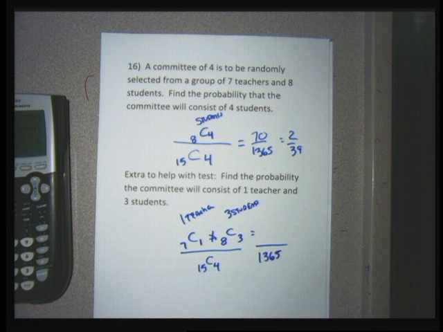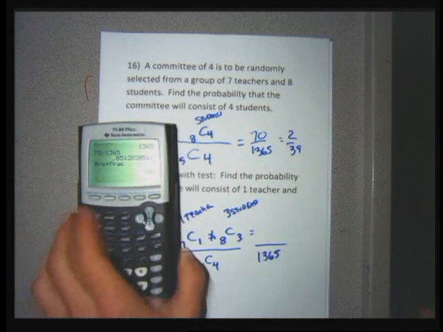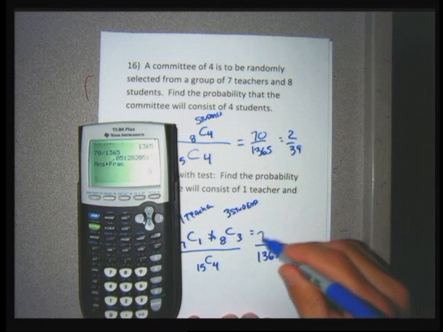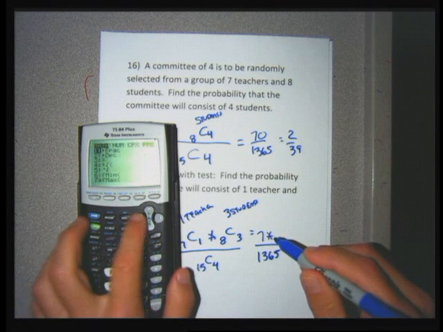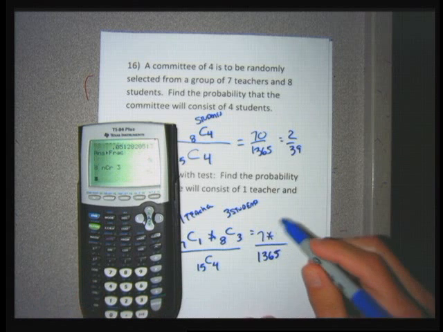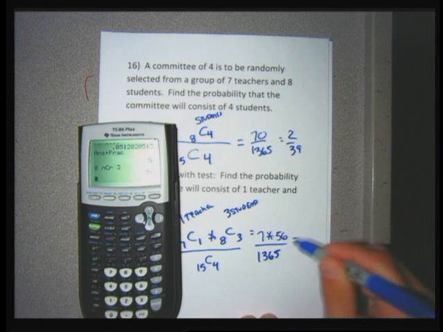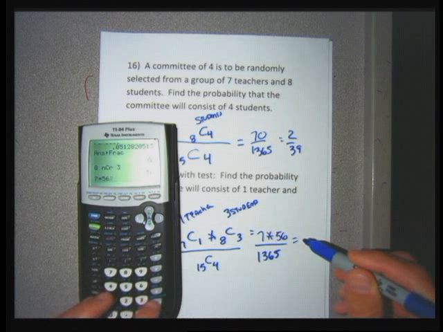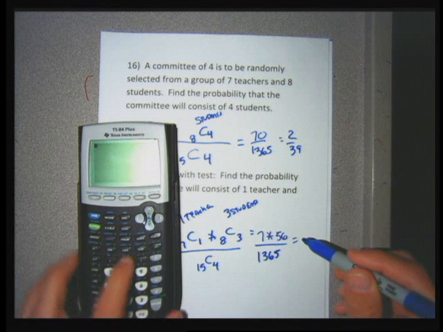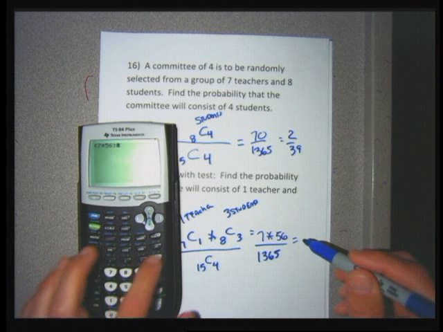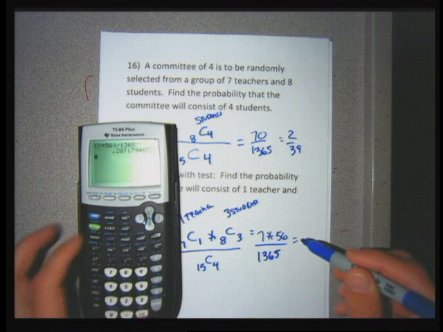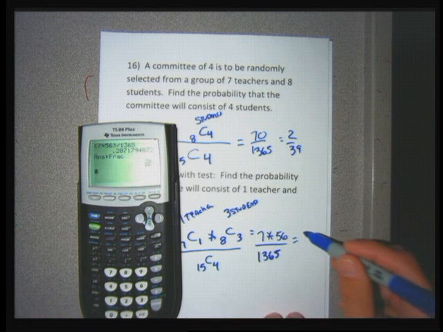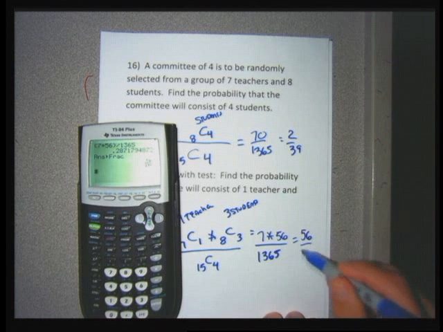I needed 2 combinations in the numerator because I needed both teachers and students, whereas the original problem only asked for students, so I only needed 1 combination in the numerator. In the denominator, it's still the 15 choose 4. And then you can do each of the combinations on your calculator. And once I get the numbers for the numerator, I'll multiply them in a parentheses and then divide and then reduce the fraction. And my calculator says the probability of getting 1 teacher and 3 students is 56 over 195.